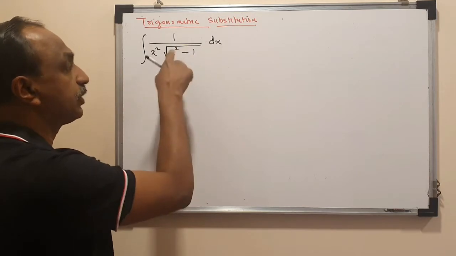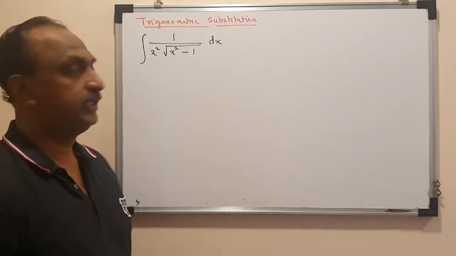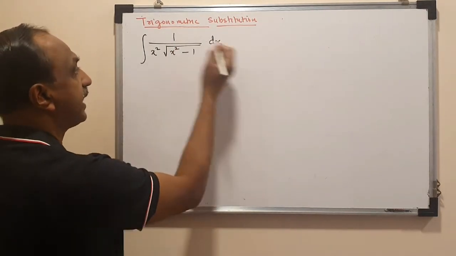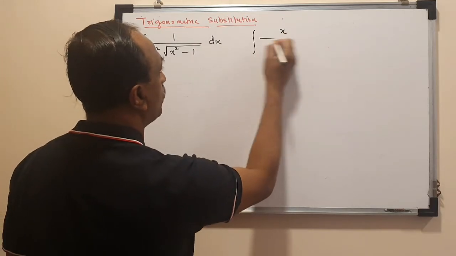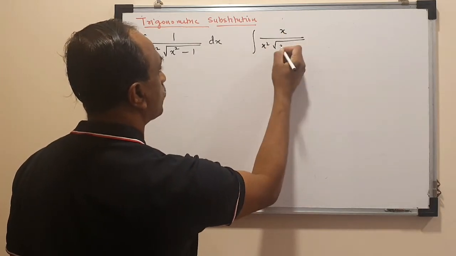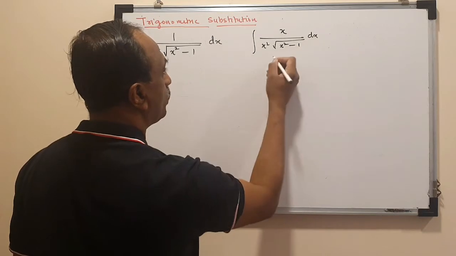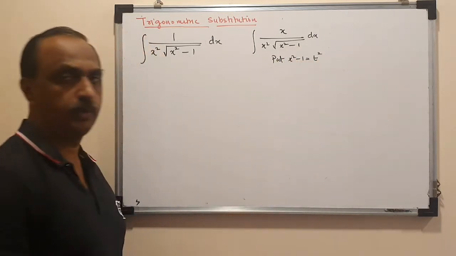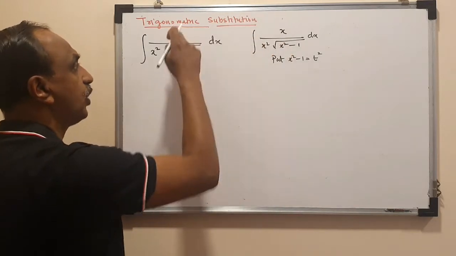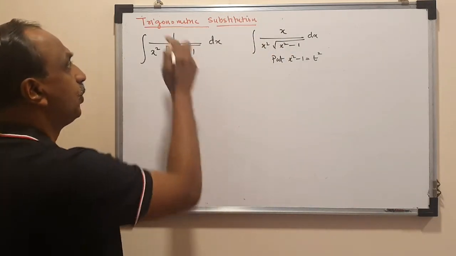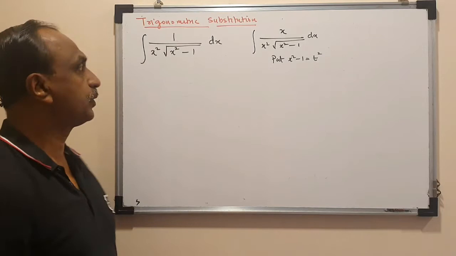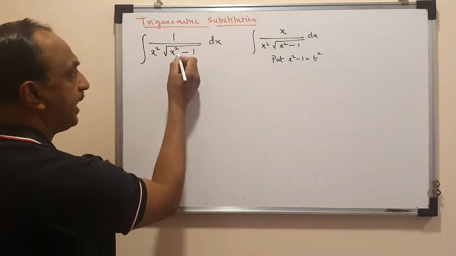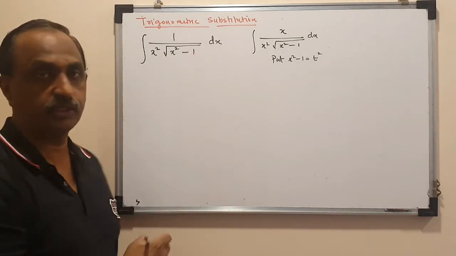Previously, whatever was inside the root we put as t because the derivative was there. Suppose the problem was x upon x square into root of x square minus 1. Then we could have put x square minus 1 as t square and done the problem. But since the x is not present, the derivative is not present, what we do is we apply trigonometric substitution. We will put x in such a way that the square root gets removed.